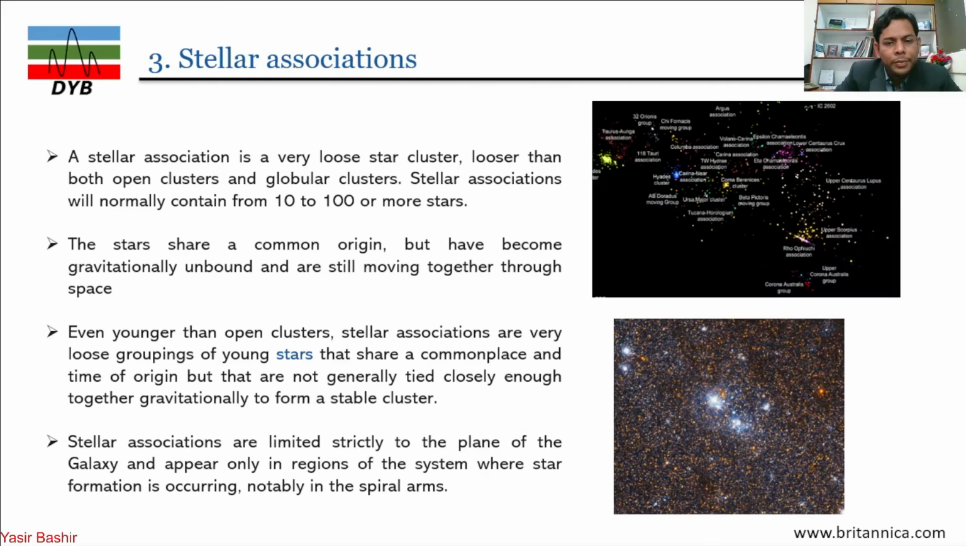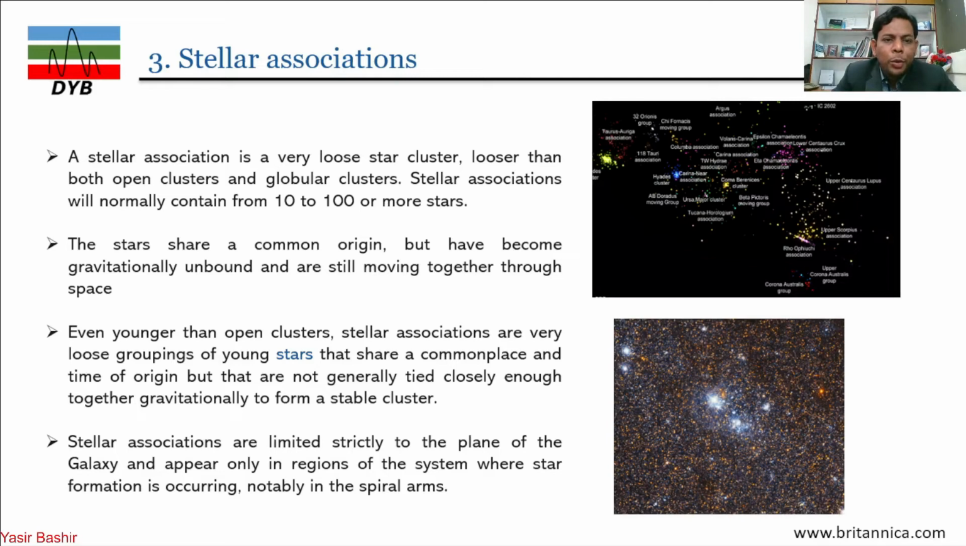And the third element of the galaxy is the stellar association. A stellar association is a very loose star cluster. You can even look at the names of the stars near our sun; these are called stellar associations. These are looser than both open clusters and globular clusters. A stellar association will normally contain from 10 to hundreds or more stars, so it's not beyond 1000 stars.